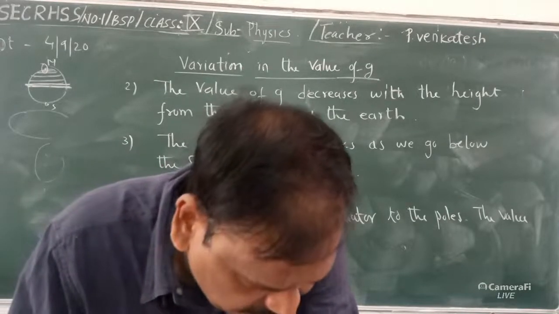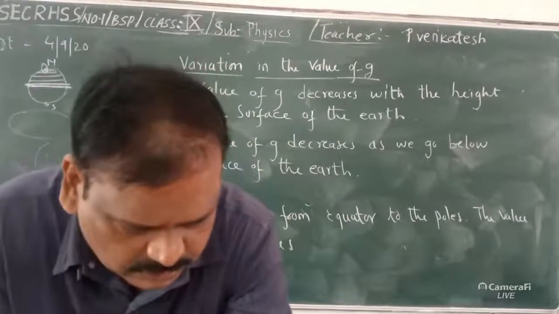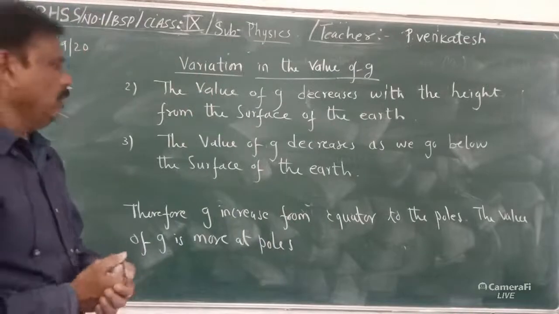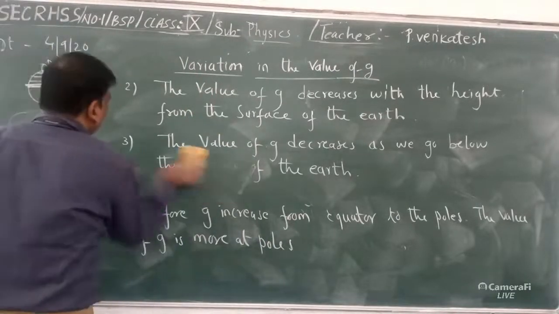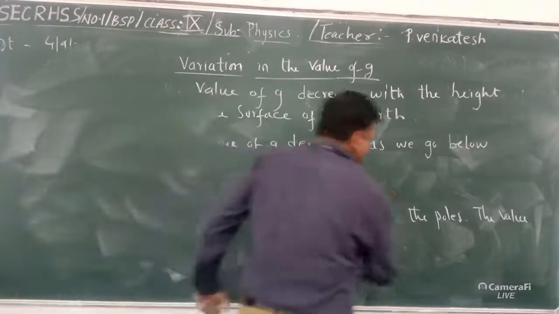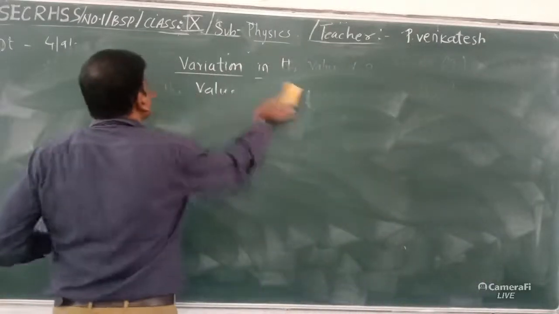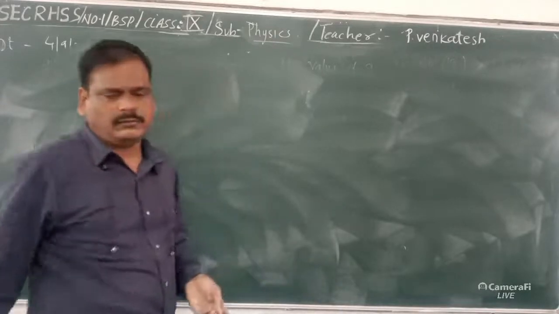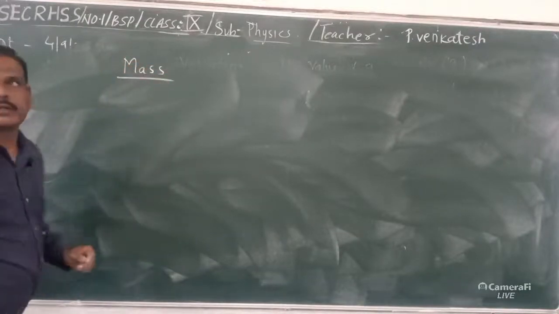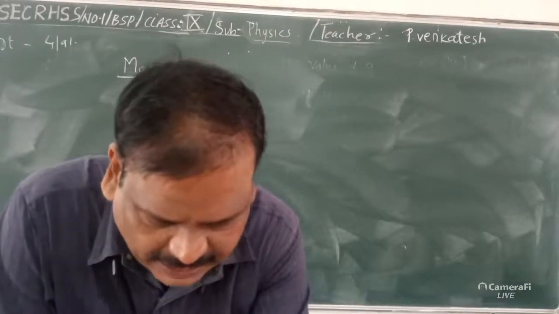Difference between G and now time is running out. I am going to explain what is mass of a body. Now see here, what is mass? Difference between the mass and the weight. What is mass? Mass of a body is defined as the quantity of matter contained in the body.